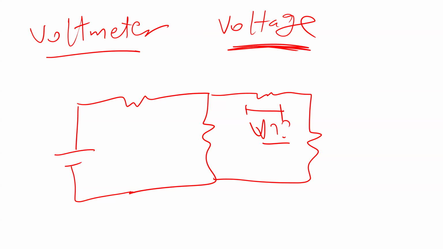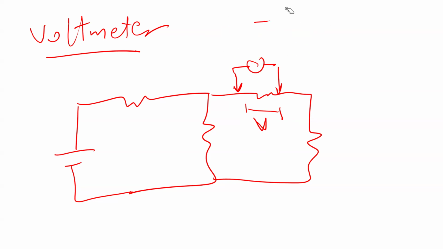Number one, the way we connect it: it has to be connected in parallel. So you don't need to open the circuit. You connect it in parallel, so that the voltage here has to be the same as the voltage here. This is the way you have to connect it in parallel.